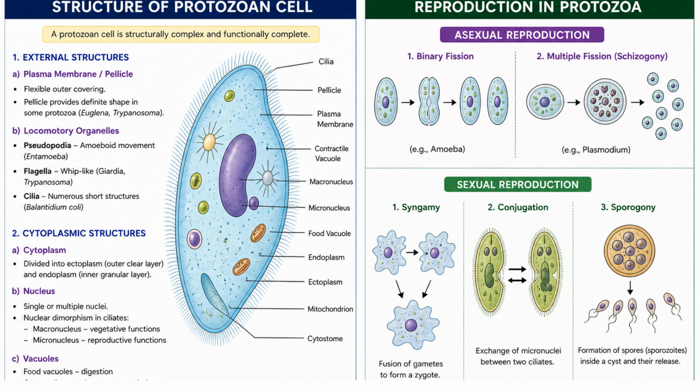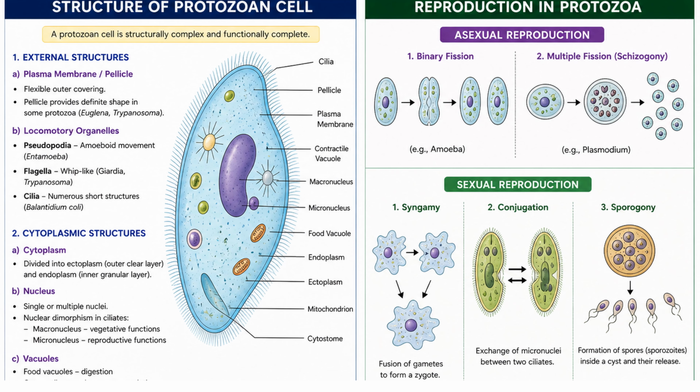The plasma membrane is an outer covering that provides a definite shape in some of the protozoa, for example Euglena and Trypanosoma. And from the plasma membrane, a whip-like flagellum may arise in some protozoa like Giardia and Trypanosoma, and numerous short structures called cilia may also arise from the outer pellicle membrane or plasma membrane of the protozoan cell.